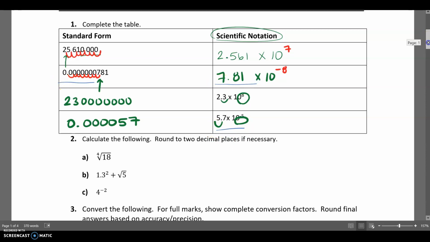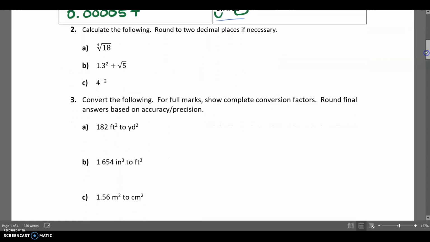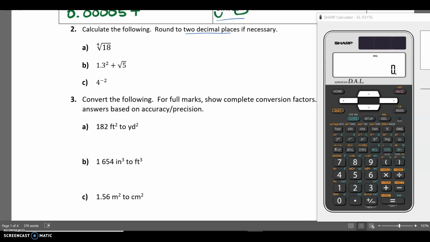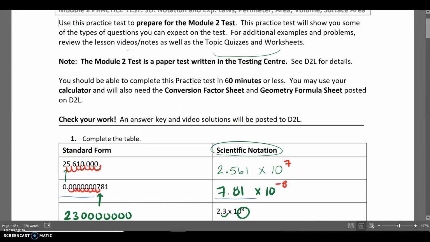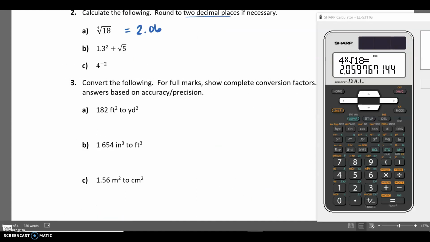In the next question, we're simply using our calculator, using some of the power and radical functions and calculating, and we'll round our answers to 2 decimal places if we need to. In the first, we want to find the 4th root of 18, so we can use our calculator, which I'll pull up to calculate these. So for this first one, I want the 4th root, so 4, second function, my radical sign, and 18. Equals 2.05976, so I can round that to 2 decimal places, 2.06. So we have the answer recorded in there now, 2.06.